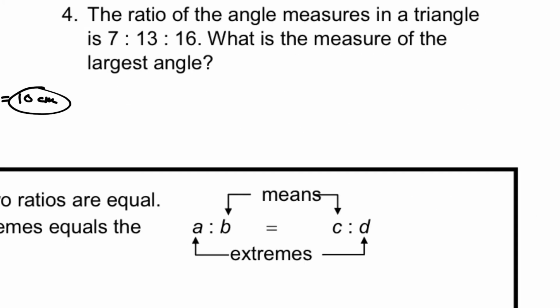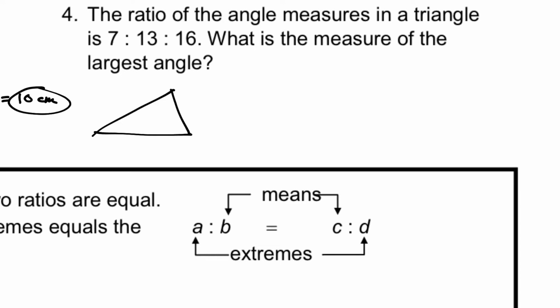In number 4, we have a very similar type problem. Again, we've got a ratio here of the 3 angle measures in the triangle, 7 to 13 to 16. All right, so again, there's going to be some common factor x for those 3 angle measures. So again, I'm going to draw a little model for this one.